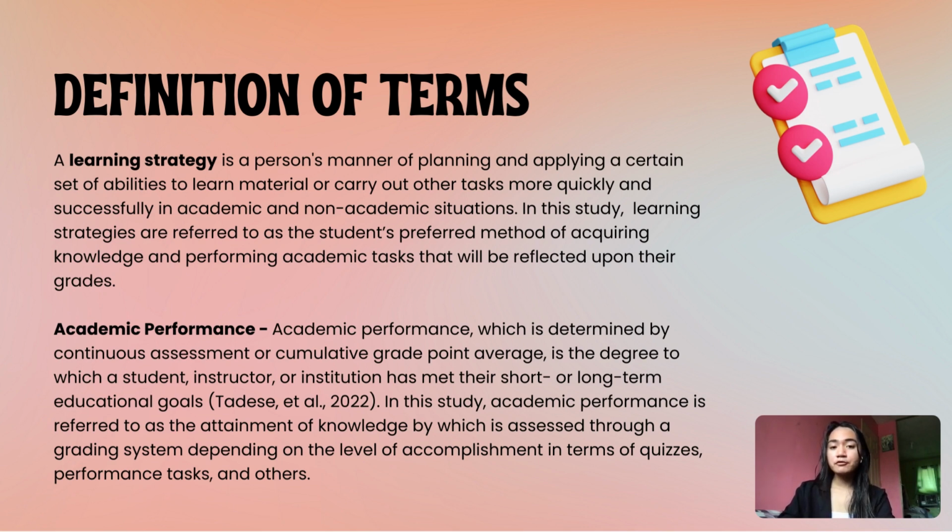Next is academic performance. Academic performance, which is determined by continuous assessment or cumulative grade point average, is the degree to which a student, instructor, or institution has met their short or long-term educational goals. In this study, academic performance is referred to as the attainment of knowledge which is assessed through a grading system depending on the level of accomplishment in terms of quizzes, performance tasks, and others.